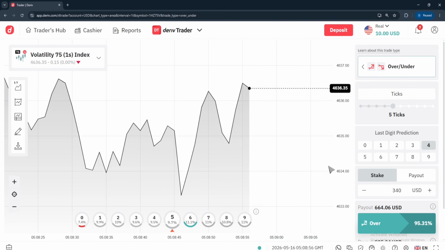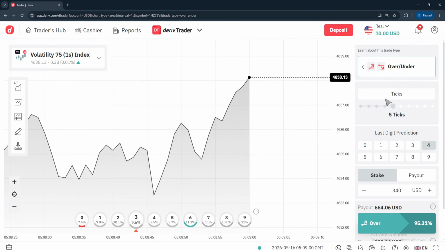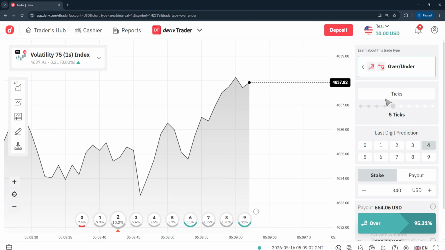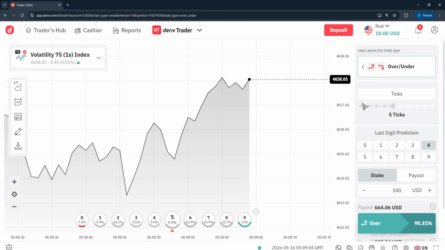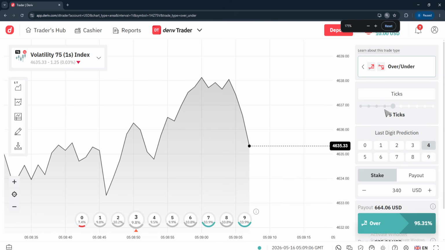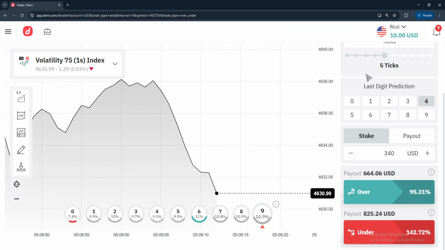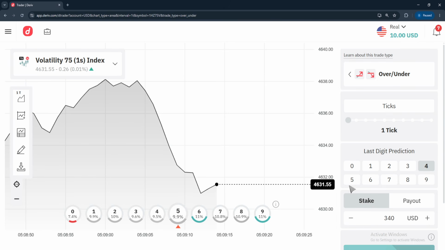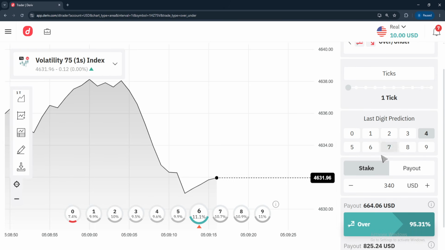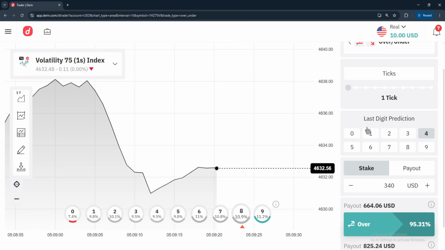So the first thing we'll begin with is ensuring we set the ticks and the stake we'll use. By the way, guys, if you're trading manually, before you even look for a market, ensure you come to this tick area here at the corner. You come and select one tick. After you select one tick, always come and select your last digit prediction. But this part, don't worry about it because it will be based on the market we'll find.